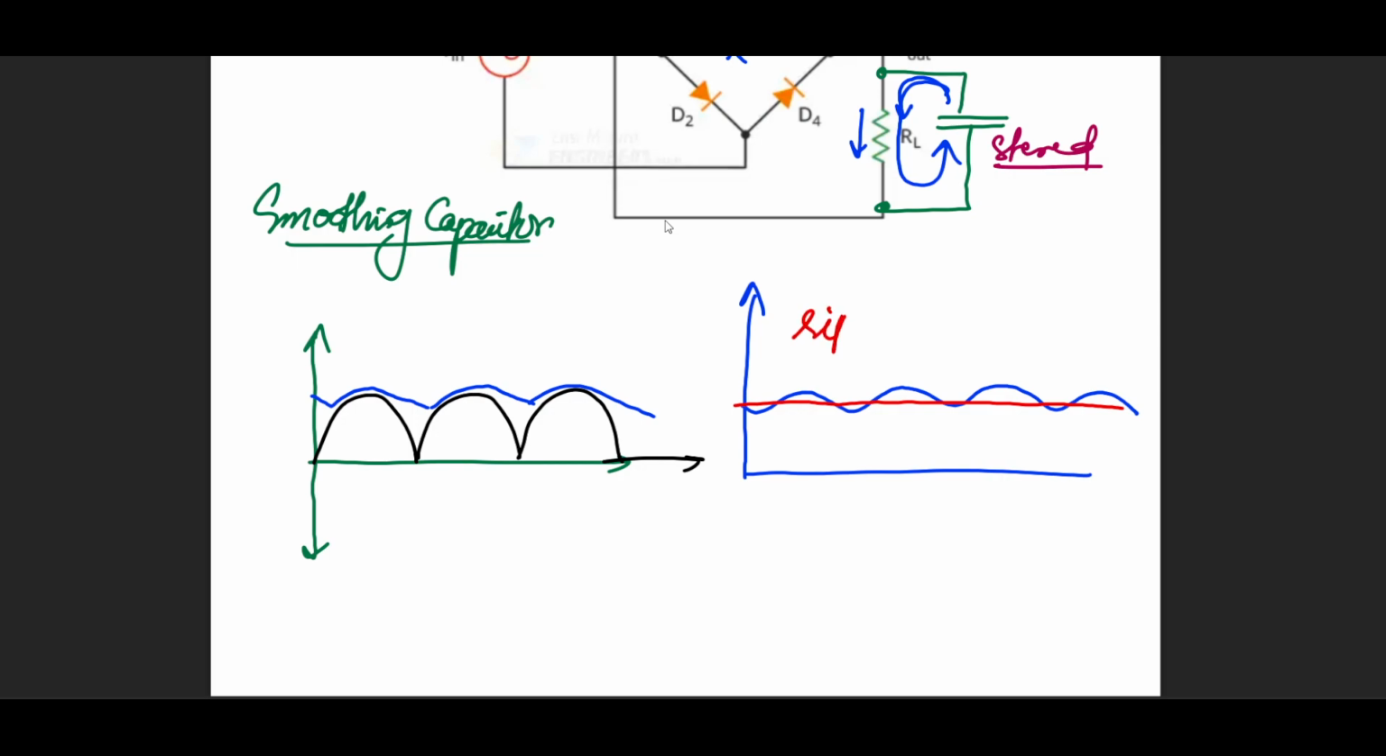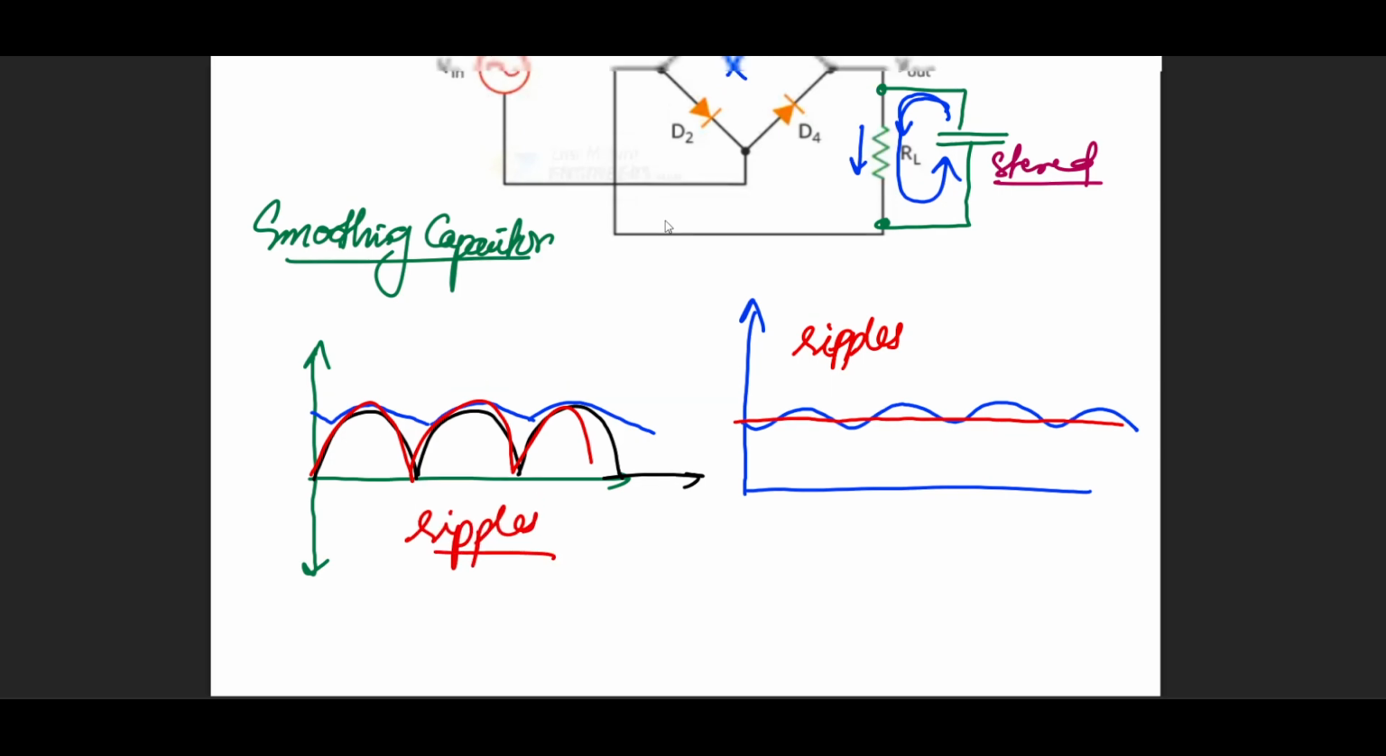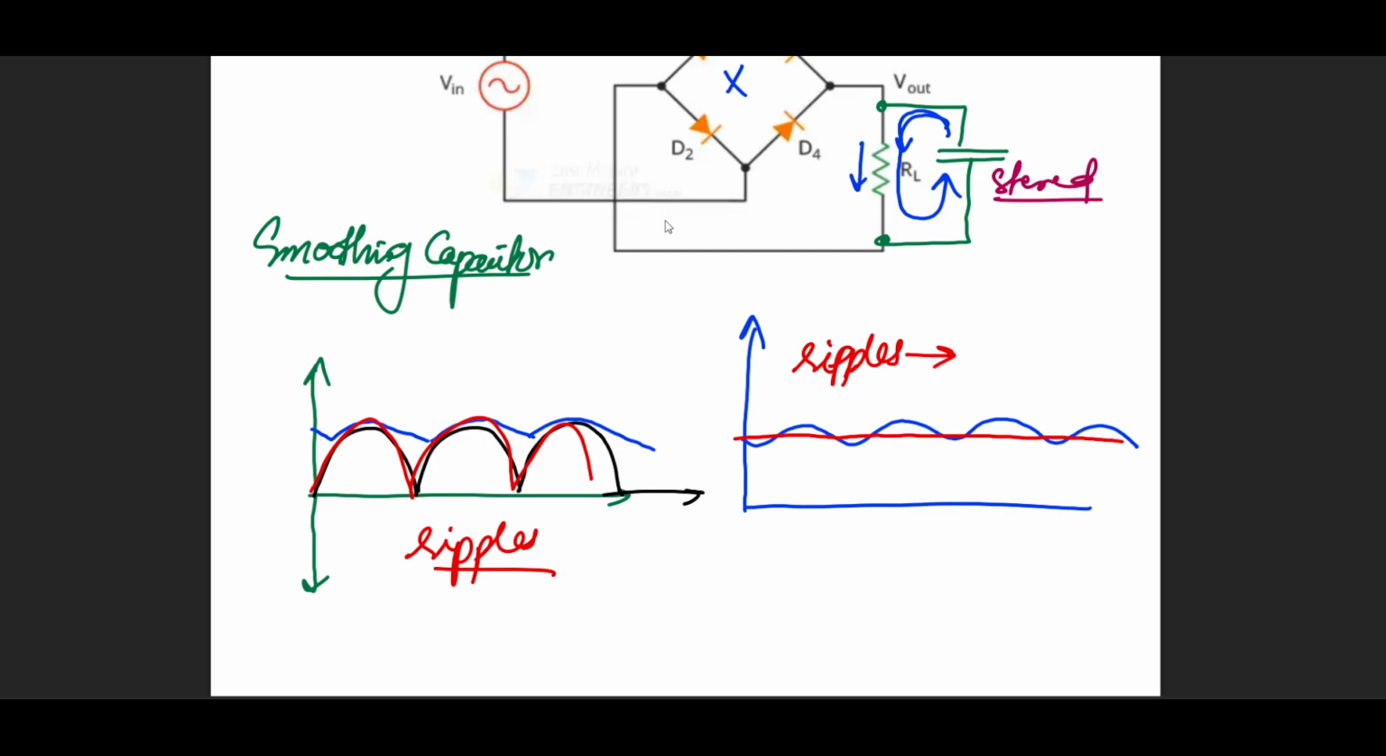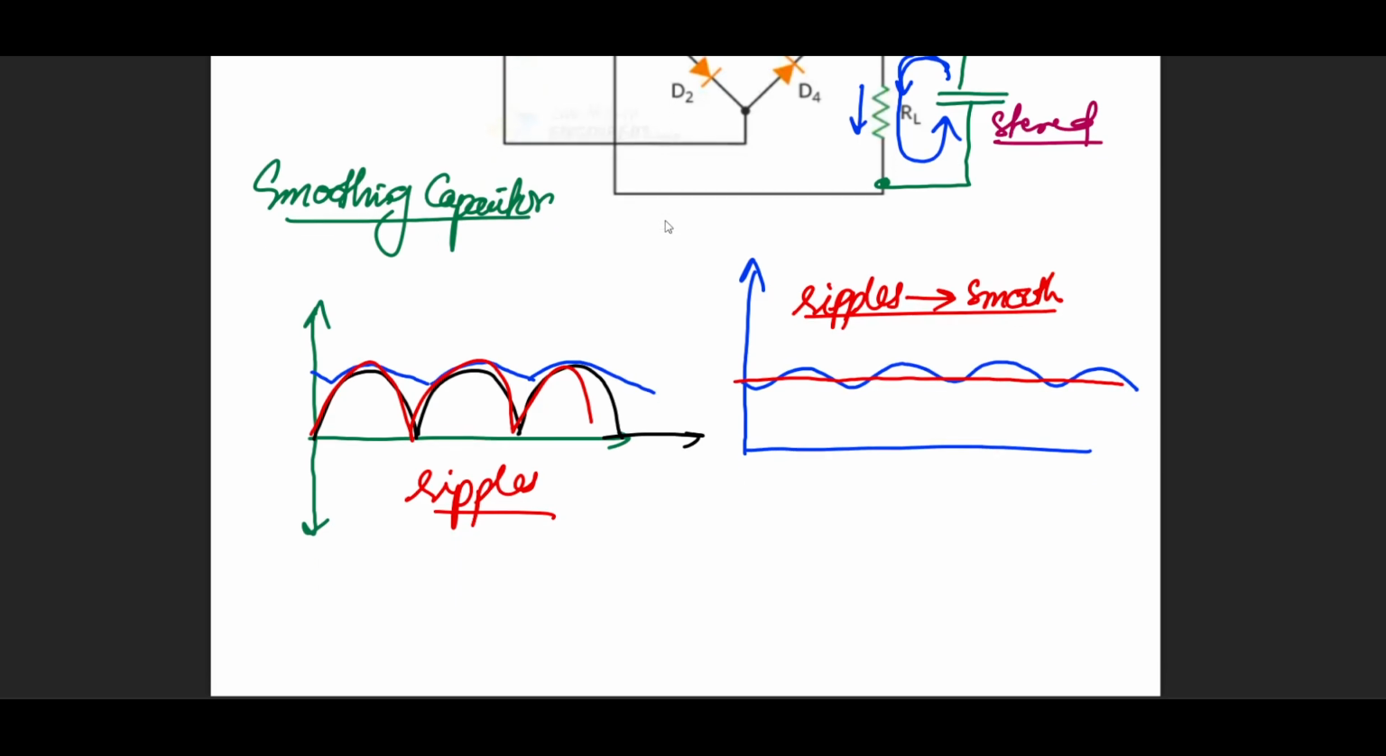These black lines, these abrupt changes, are called ripples, the rippled output. So by connecting a capacitor, we have converted these ripples into a smooth output, or a much smoother output. Now, how do we increase the effect of this smoothing?